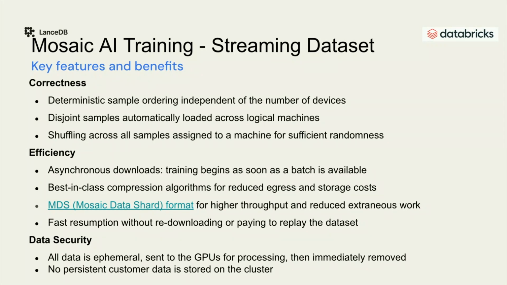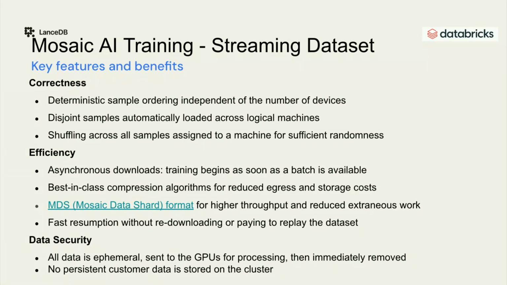The second pillar is efficiency. We download the shard files asynchronously in the background, so for training to start, it does not require the whole dataset to reside on your nodes or GPU cluster. As soon as the first batch is ready to load, it will start the training, and in the background, we keep on downloading the shard files. Streaming dataset also has a best-in-class compression algorithm. Why do we need a compression algorithm? The reason is that if your dataset is huge, you can use a compression algorithm to compress your data so that it incurs less egress cost when downloading the data from the cloud.